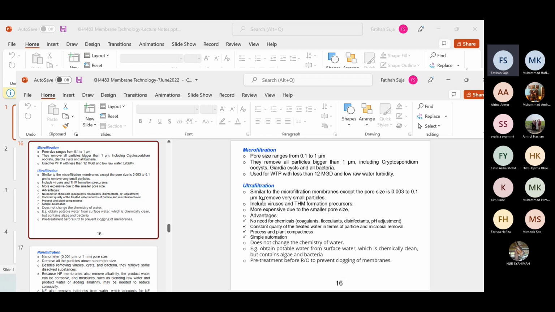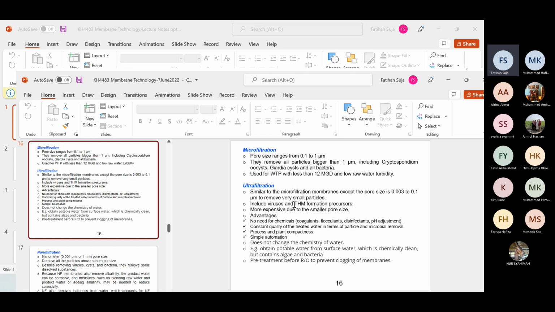And then you have ultrafiltration. Ultrafiltration membranes are similar to microfiltration, except that the pore size is sometimes given as 0.005, sometimes 0.3 to 1 micrometer, to remove very small particles. So they will remove all the particles bigger than this pore size, including viruses and trihalomethane formation precursors.